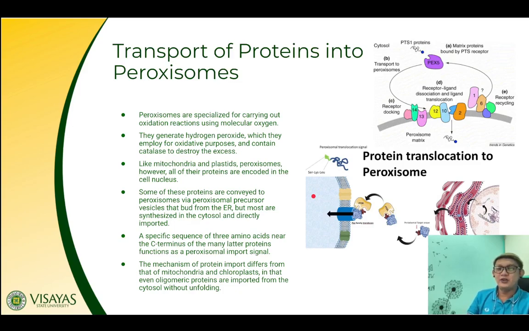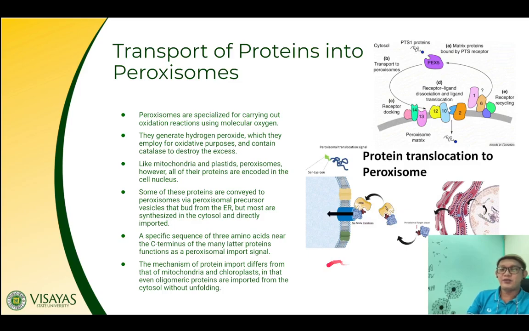Some of the proteins are conveyed to peroxisomes by peroxisomal precursor vesicles that bud from the ER, but most are synthesized in the cytosol and directly imported. So transport of proteins into peroxisomes could be vesicular, or it could be through transmembrane transport. Vesicular if they are from the ER and transported to the peroxisomes. Transmembrane if they are synthesized in the cytosol.